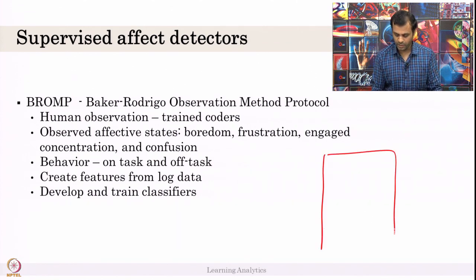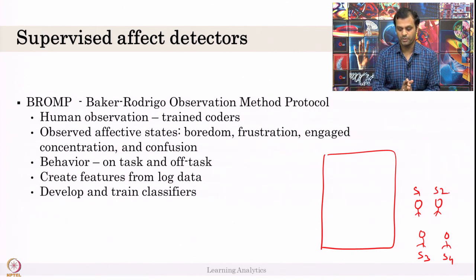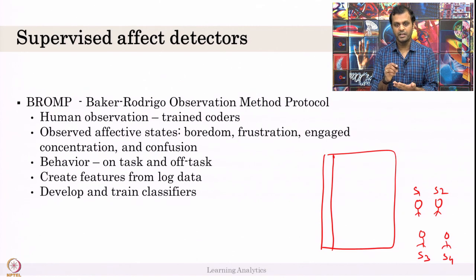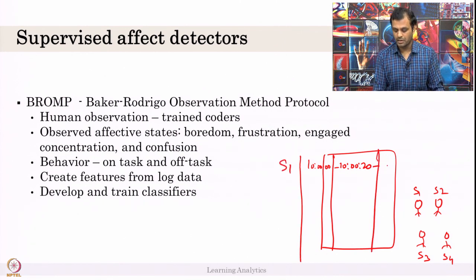What happens is, say you are observing 4 students in the class: student 1, student 2, student 3, and student 4. You are the human observer. How do you observe, basically? First you observe in a round robin method. First you observe student 1 for 20 seconds, say from 10:00 to 10:20. You observe student 1 and you note down the emotion, maybe bored.